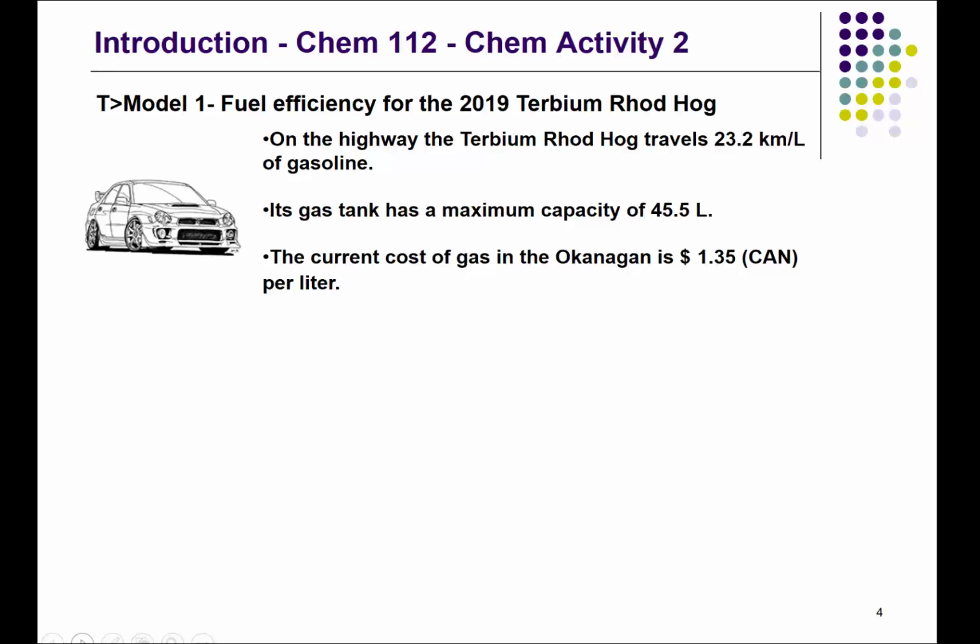We have some details about this car. On the highway, the Terbium Roadhog has a 23.2 kilometer per liter rating in terms of the gasoline consumption. The gas tank has a maximum capacity of 45.5 liters, which represents the size of the gas tank. We will assume a cost of gas in the Okanagan to be about $1.35.